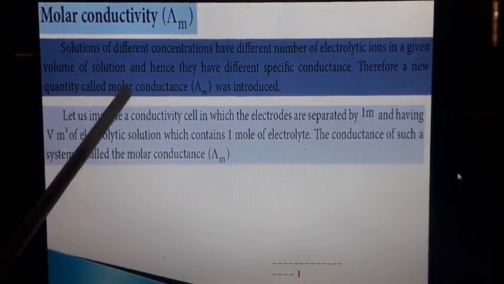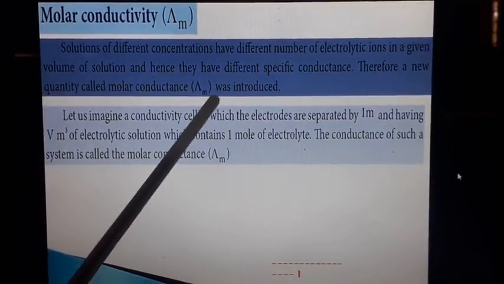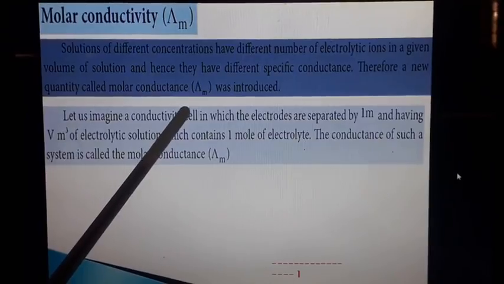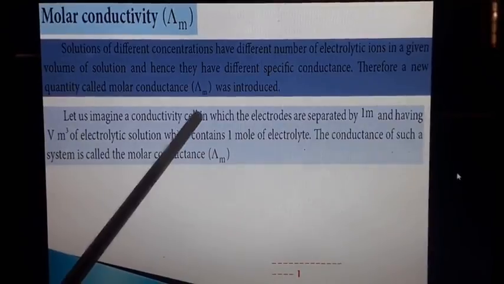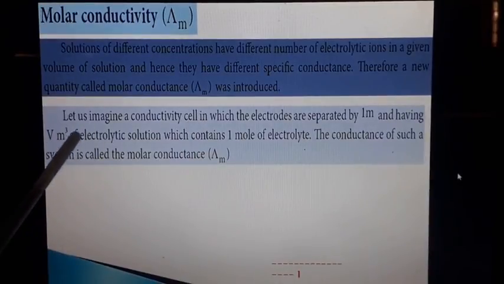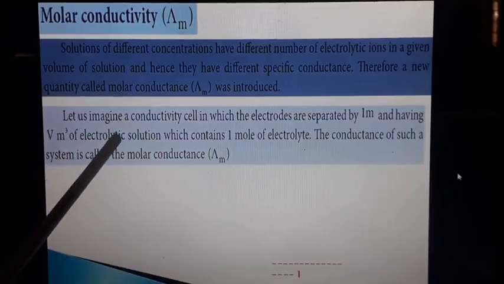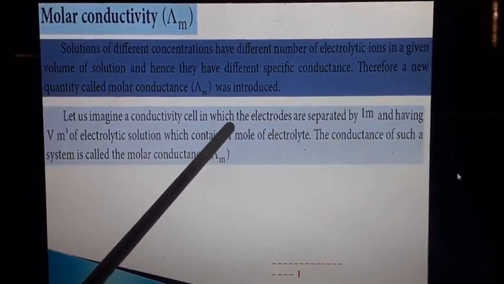Now, consider a conductivity cell with electrodes separated by 1 meter, containing V m³ of electrolytic solution. V m³ means the volume of the solution, which could be 1 liter, 2 liters, 3 liters, any volume. The electrolytic solution contains 1 mole of electrolyte.